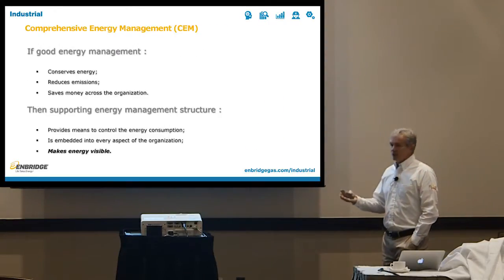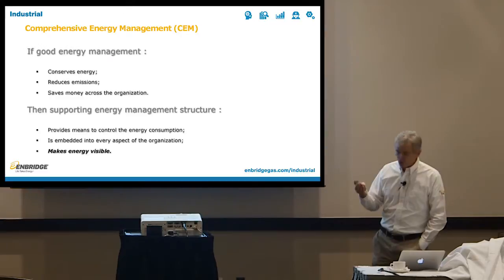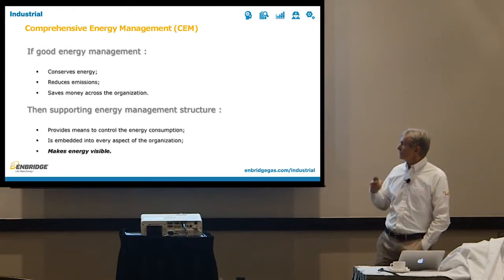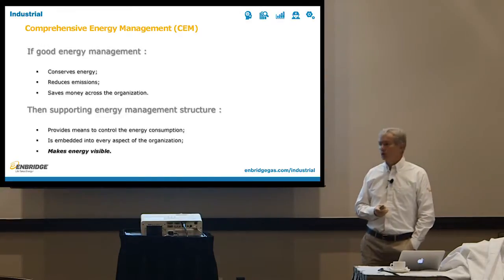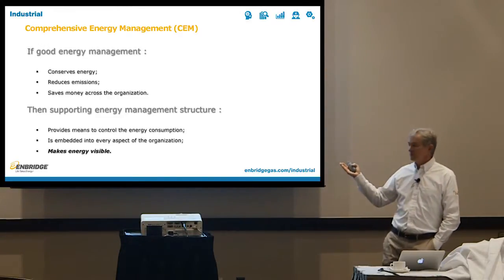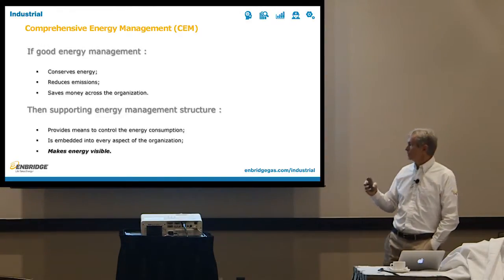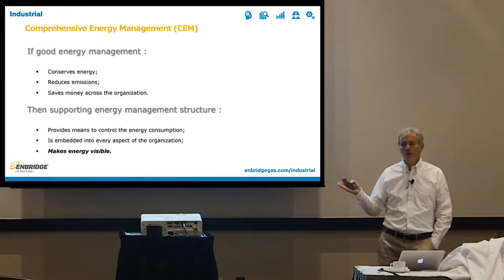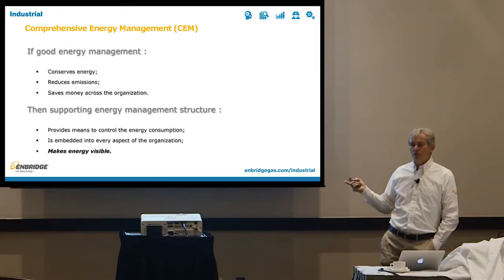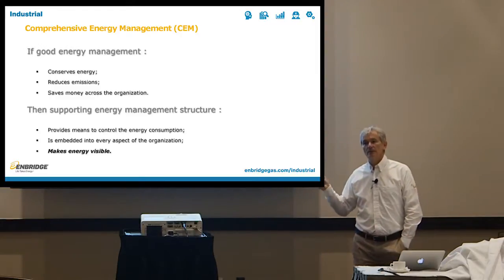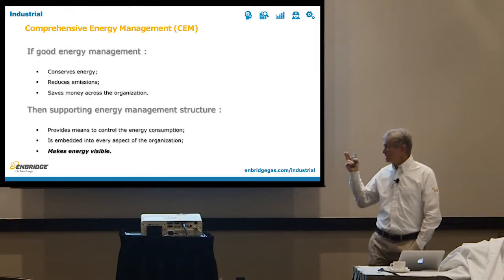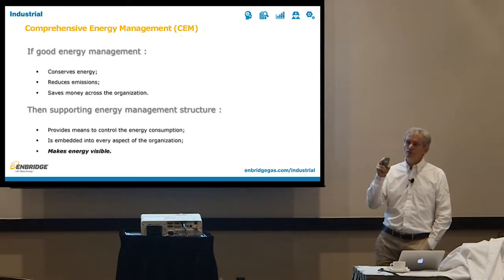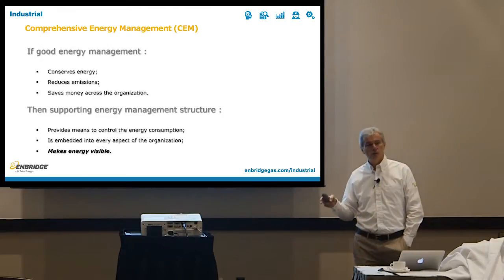So if good energy management does all of this, if it conserves energy, reduces emissions and saves you money, what should the supporting energy management structure look like? It should provide means to control the energy consumption, of course. It should be embedded into every aspect of the organization, and it should make energy visible. We'll talk about this a little bit later. Making energy visible is very important. If you don't measure it, you can't manage it.